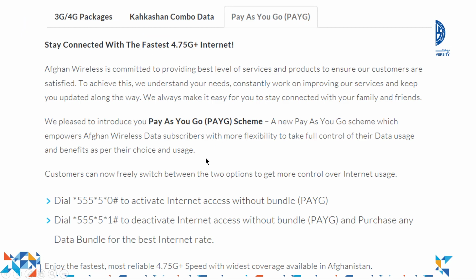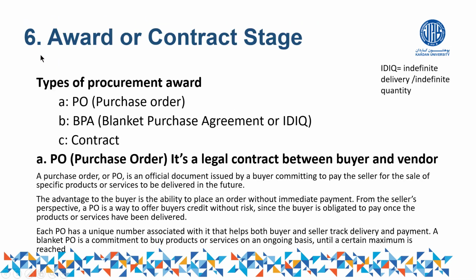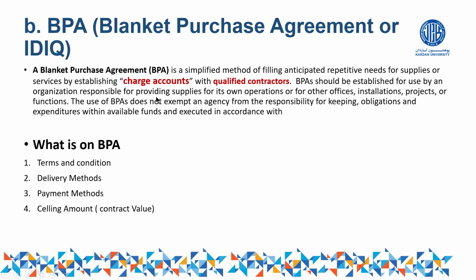And this is an example which I've given, for example, from Afghan Wireless network. One of the schemes for the internet is pay as you go, right? So there is no need, for example, for charging the bundles. You will just be charged based on your usage. So this contract is also like that: a BPA contract, or blanket purchase agreement, or indefinite delivery, indefinite quantity, is basically for this purpose.